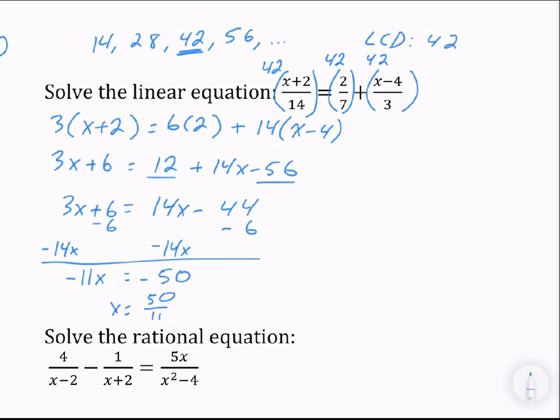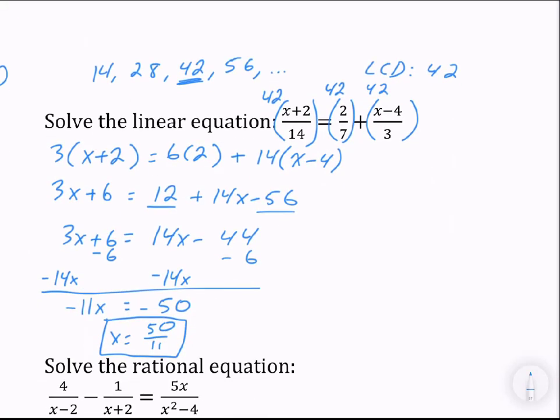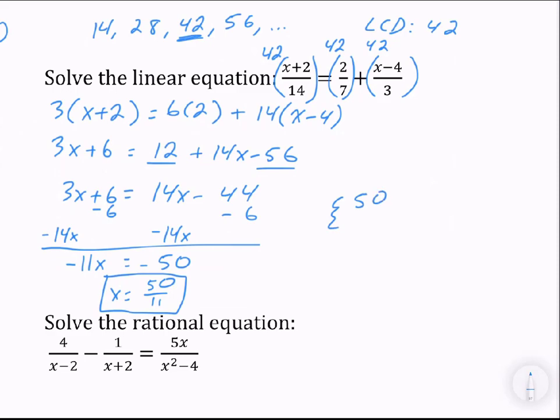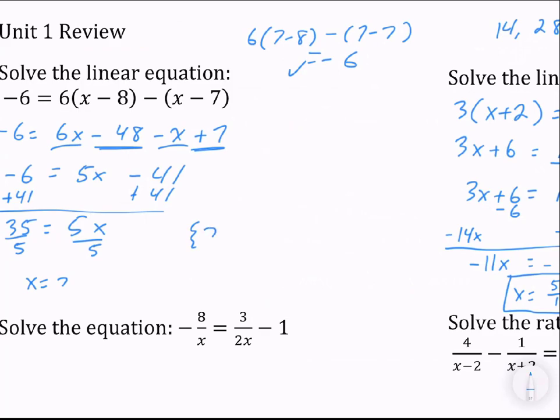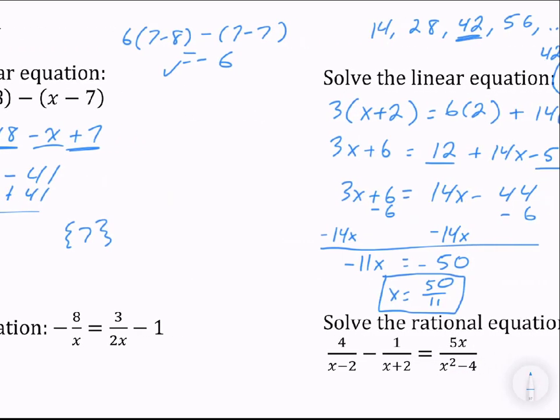Okay. The question is now, do we want to check this? You don't? Okay. We trust ourselves. Fine. But just remember, you could go back, replace the x with 50 over 11, and go through, and hopefully both sides are the same. But if you are voting no, then we'll just call it a day. And I should also say, remember, on your review, it's going to have you write them as little solution sets. So you could write it that way as well.